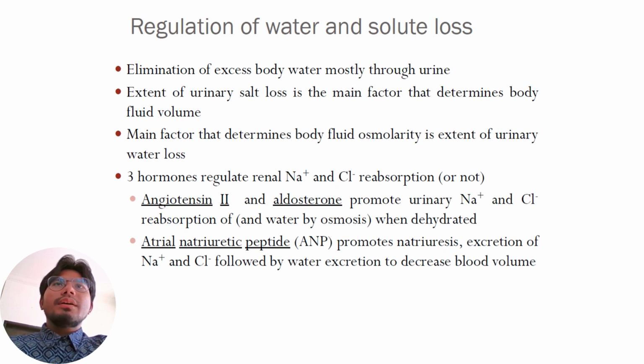For the regulation of water and solute or electrolyte loss, basically it involves hormones that control the process. For example, we have here two types of hormones, angiotensin 2 and aldosterone. They promote salt reabsorption, which indirectly conserves water and prevents it from being removed through the urine. Then we can prevent water loss. The next one is ANP, which promotes natriuresis, which is the excretion of sodium and chloride ions. This process will be followed by water excretion. Then it can lower the excess water level in the human body.